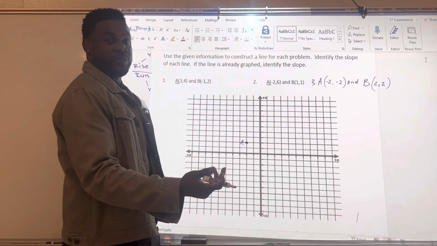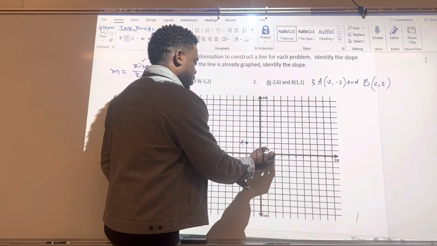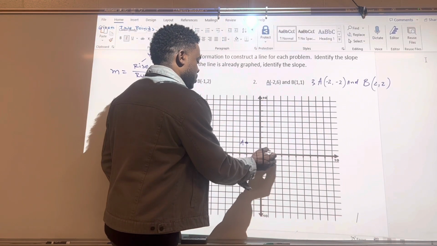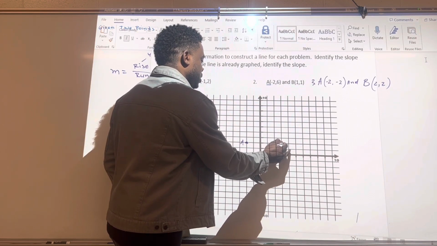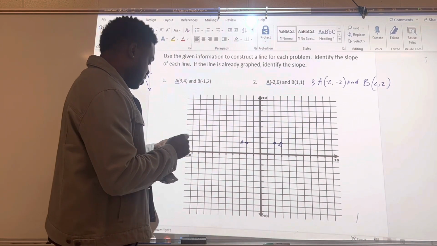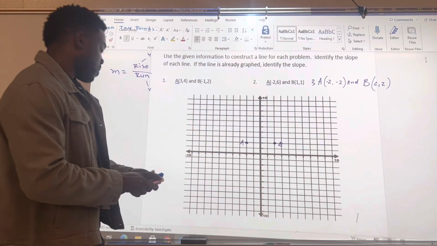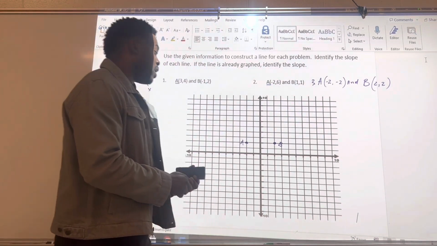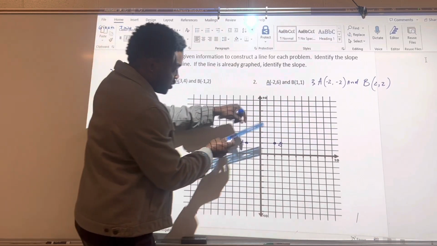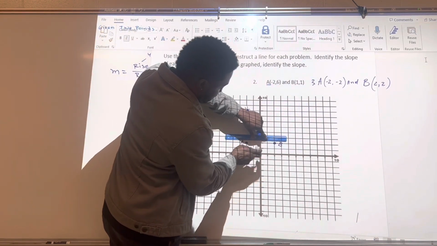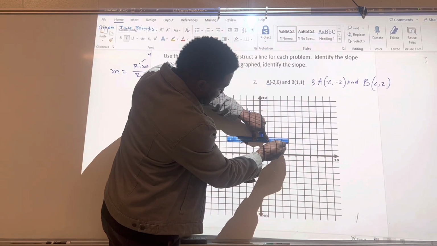Now I need to plot point B. It's 1 unit to the right, and then 2 units up. So my point B is over here. Watch this carefully. What do I have here? I have a straight line.